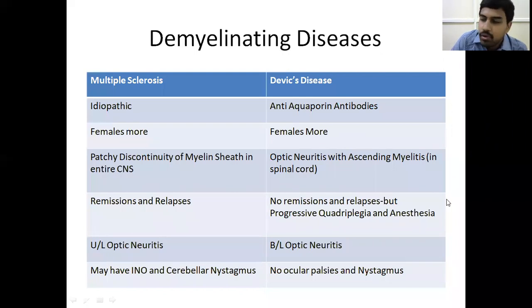So that was about neuro-ophthalmology in brief. Hope I have covered all the topics. So any doubts you have, you can message. If there are no doubts, we'll be stopping here. So this finishes your neuro-ophthalmology classes.